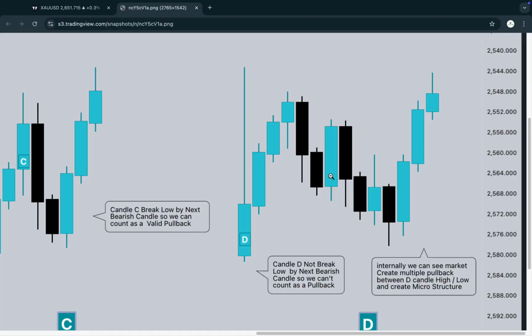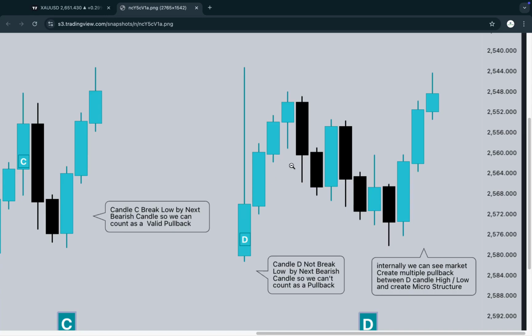So what happened here exactly? We can see here the previous candle high and low is here. So should we consider this a valid pullback or not? Okay, let me explain one more thing. If you consider this D candle as our main pullback, then of course this one is not valid. Why? Because the D candle high and low both are protected here. There is no high or low broken.